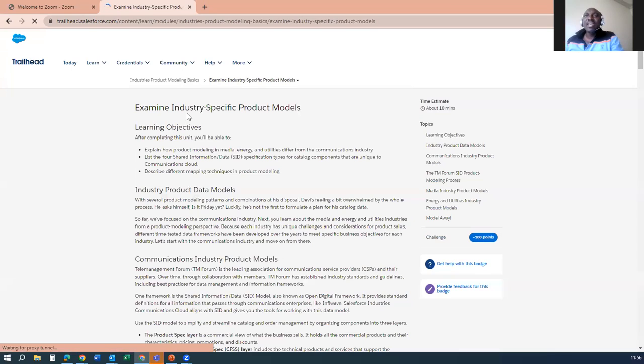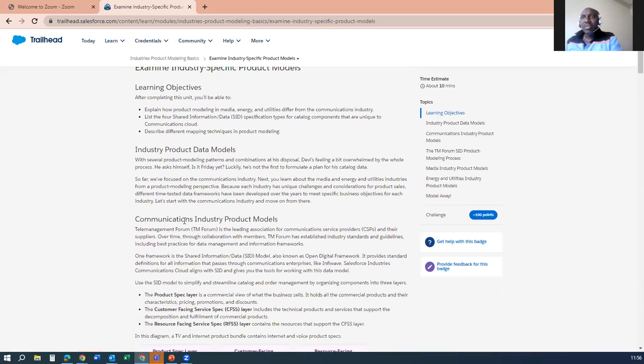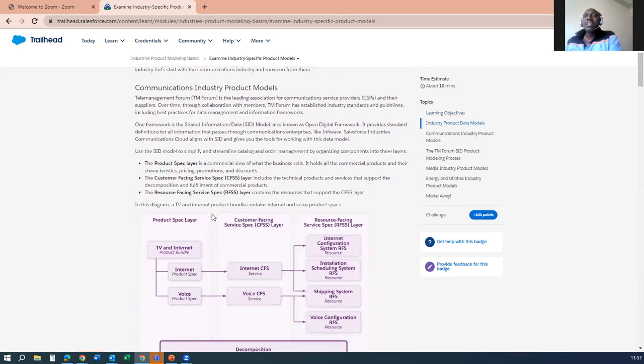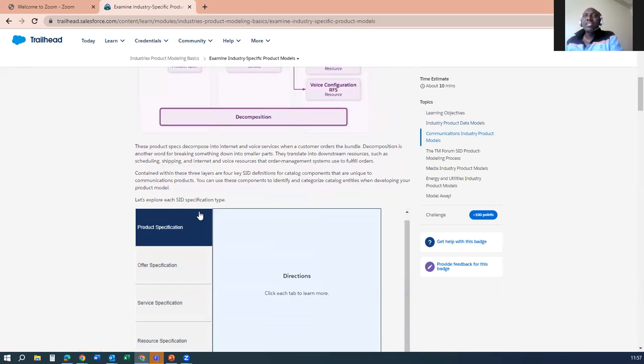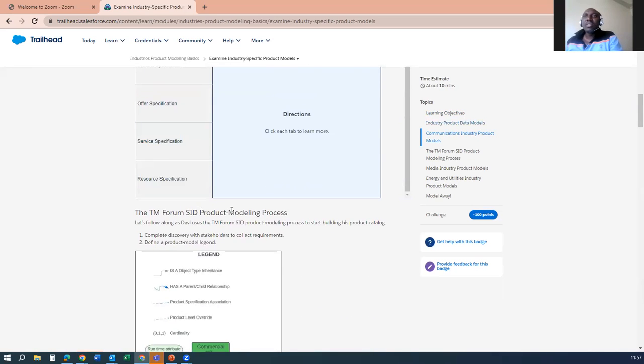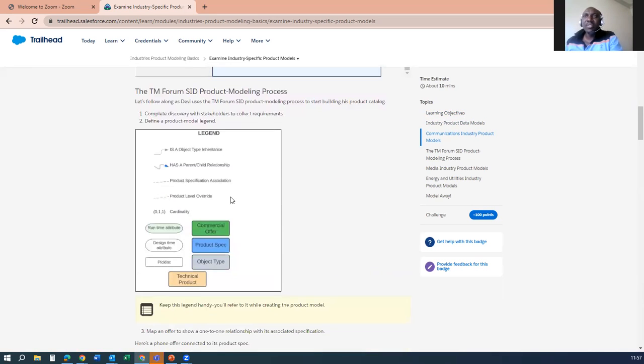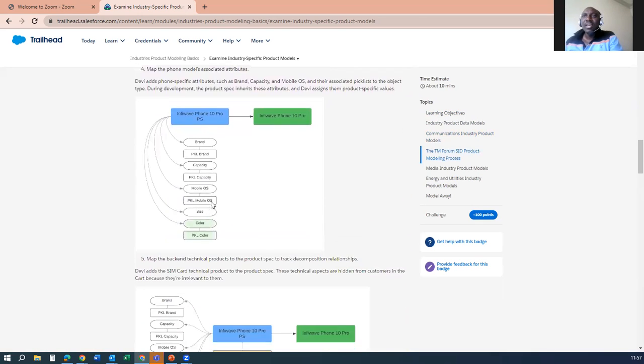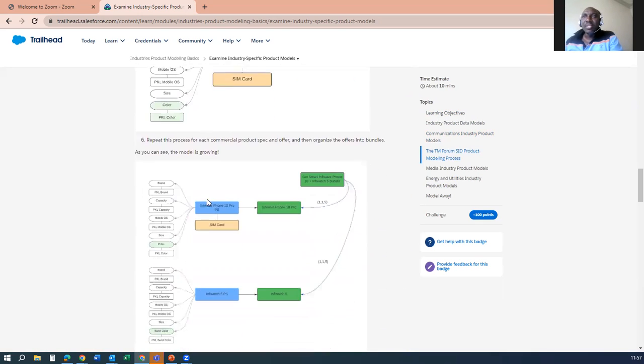So the next one says examine your industry-specific product models. The learning objectives are these three. So here we learn the industry product data models, communications industry product models. So we run all this. You ensure that you click all this to get more information. You learn all these, read through.